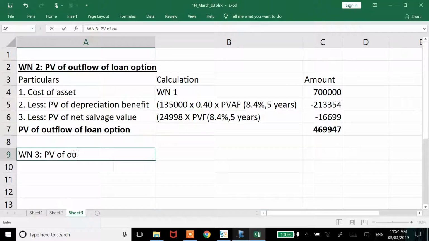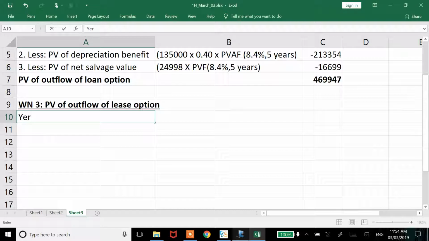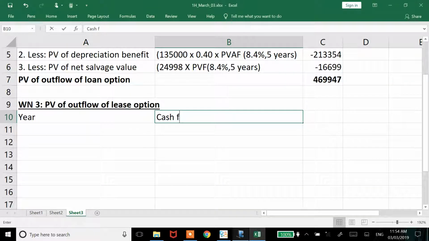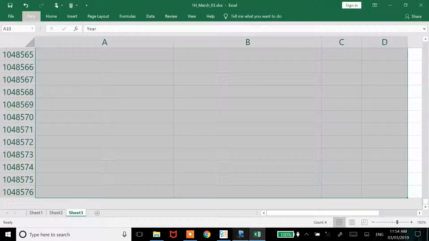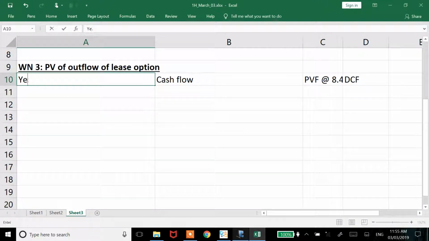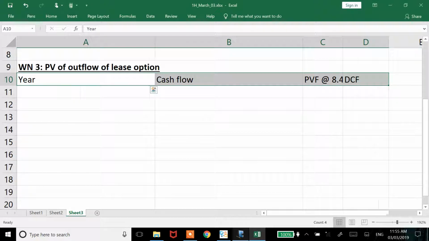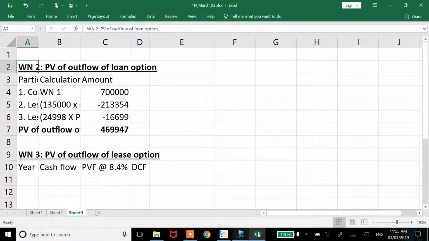Present value of outflow of lease option. Do one, let you do this.